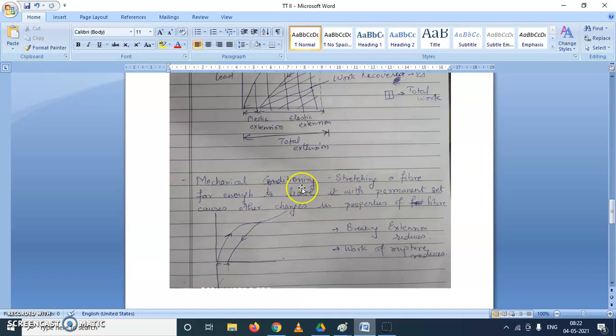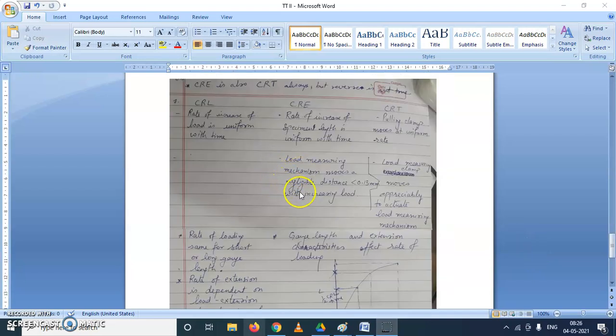So mechanical conditioning means stretching a fiber far enough to leave it with permanent set causes other changes in properties of the fiber. Obviously, if a fiber is already stretched, then its breaking extension will be reduced as compared to the original fiber, and as breaking extension will reduce, work of rupture will also reduce. Okay, thank you. We'll continue in the next class.